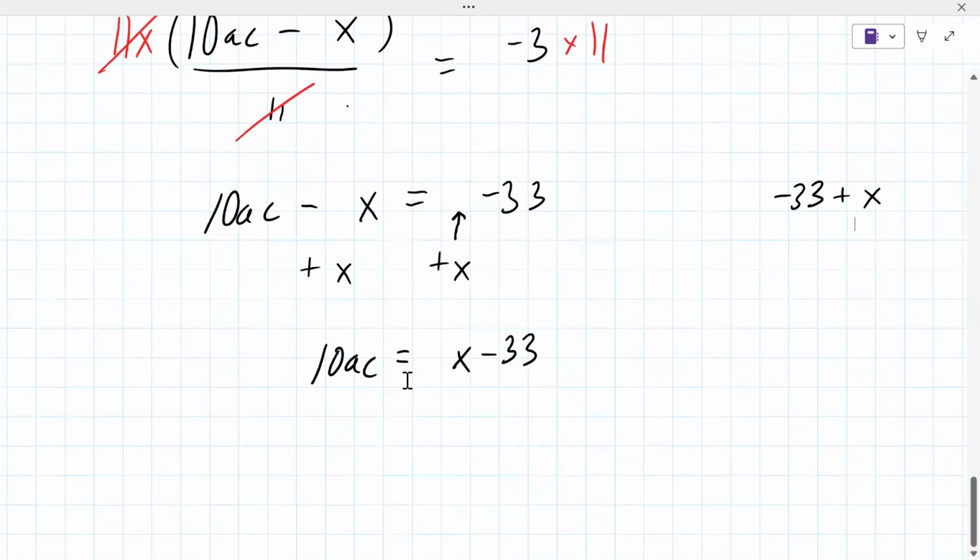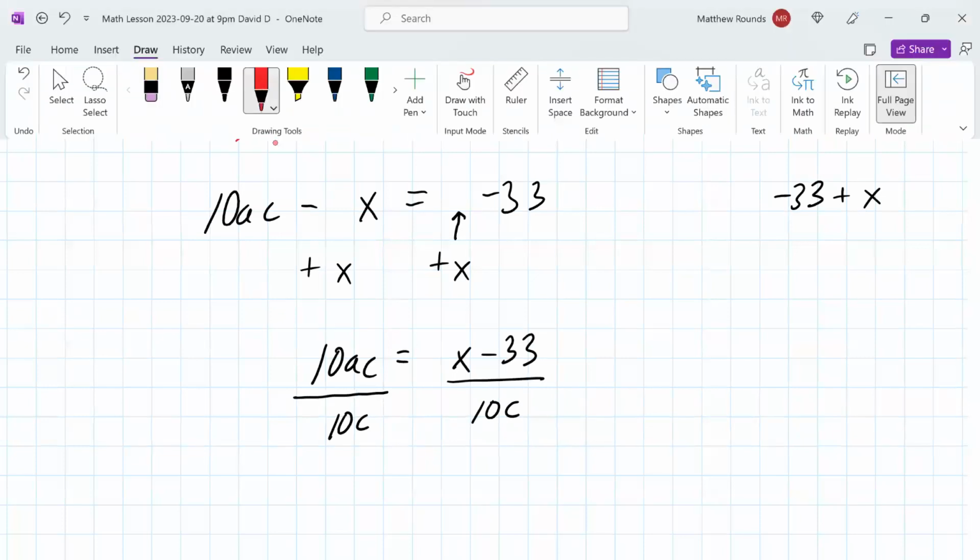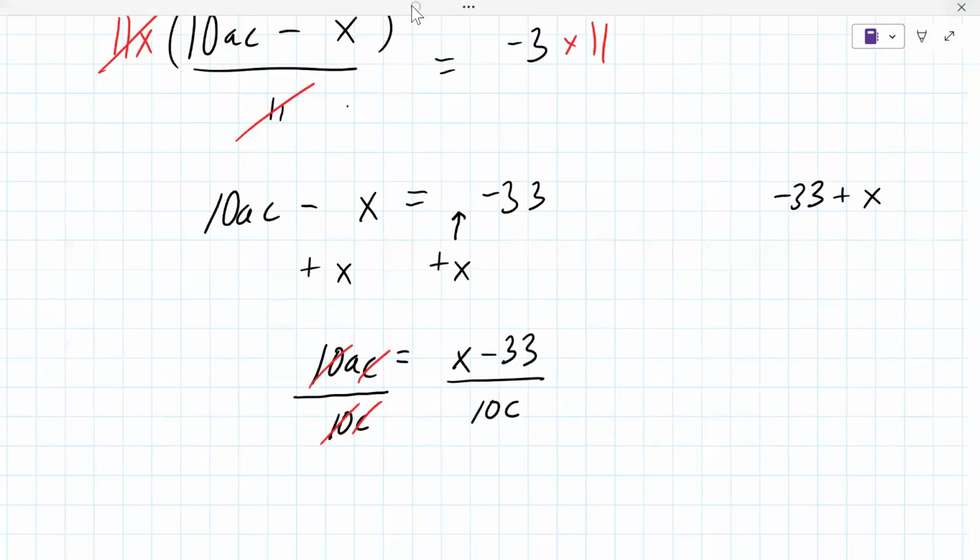Now you're trying to get to A. You need to undo the 10 and the C. They're both multiplying the A, even though one's in front and one's in back. You can divide by more than one thing, and that does clear out the non-A stuff.